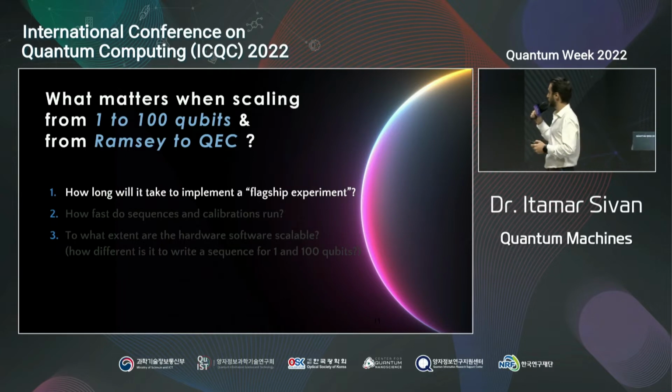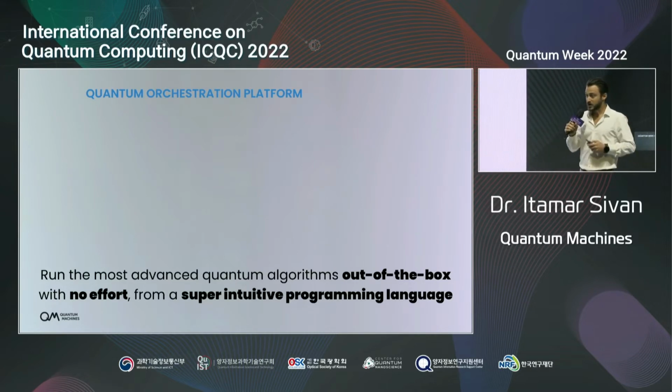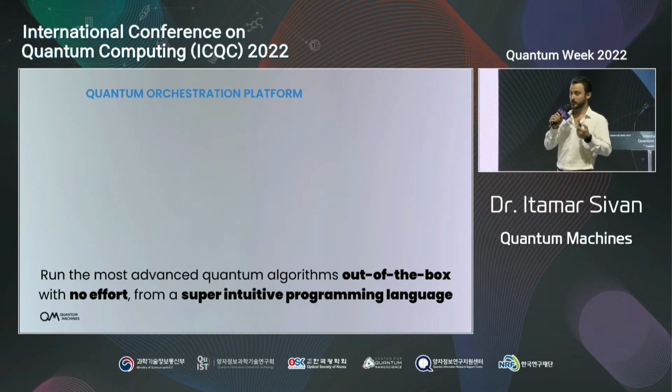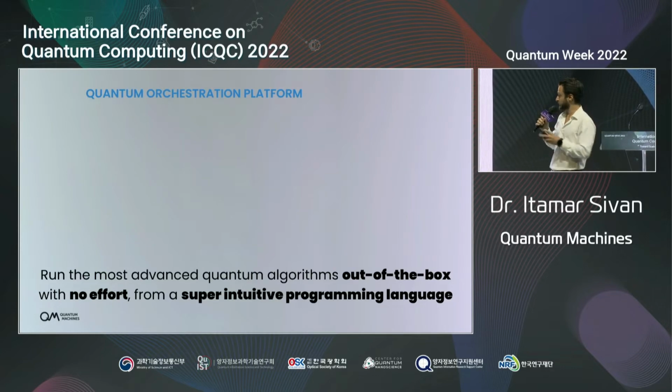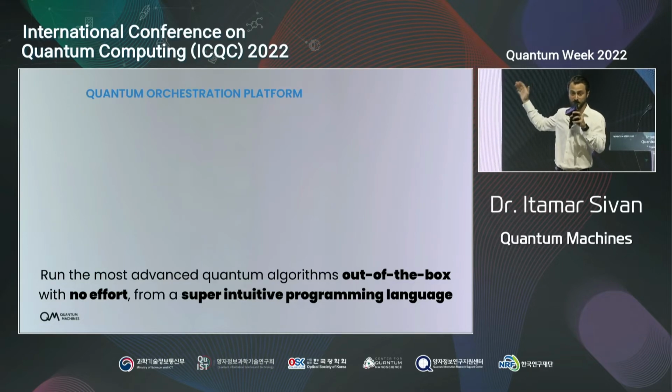So how long will it take to implement a flagship experiment? I'm going to tell you about that from our perspective at Quantum Machines. The goal of a control system that you design should be the following. It should allow you as an experimentalist to run the most advanced quantum algorithms that you have in mind out of the box, namely without all that effort that I mentioned earlier. You want to imagine the new flagship experiment that you have in mind and run it right out of the box, without all that effort and from a super intuitive programming language.